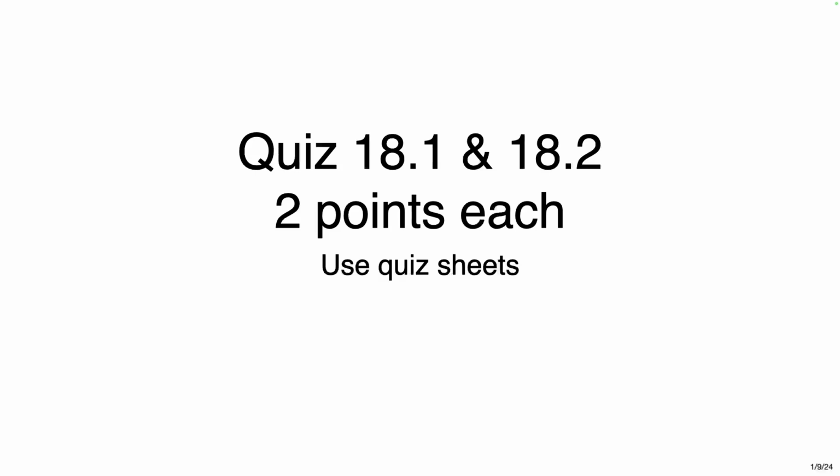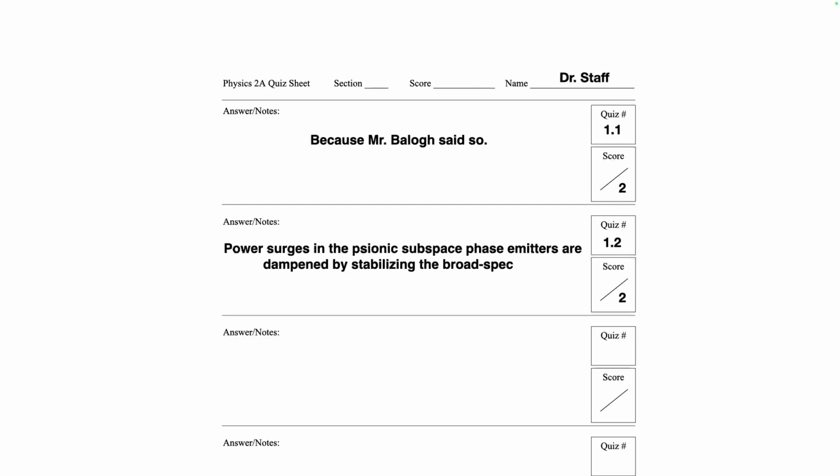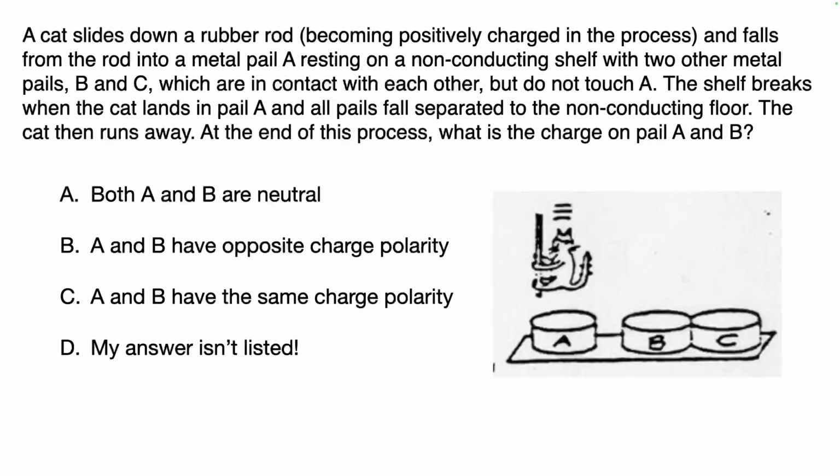Okay? 18.1, 18.2. 2 points for both of those, and the only difference between them is going to be who you can talk to. Okay? So, oh yeah, this is my demo. Fill out your quiz sheet. And don't forget to put down reasons. Okay. Here, whoops, is your quiz question.